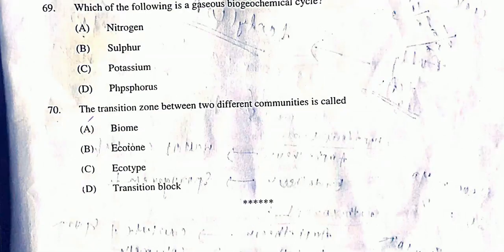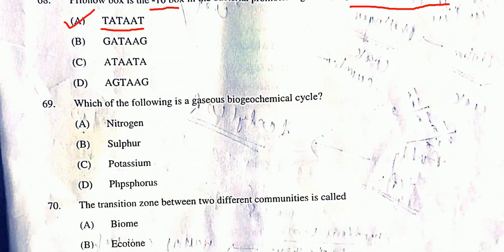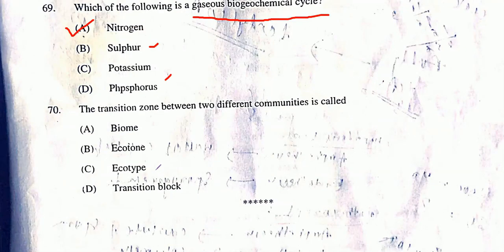Coming to question number 69. Which of the following is a gaseous biogeochemical cycle? So the gaseous biogeochemical cycle is the nitrogen cycle. The rest, sulfur and phosphorus, are sedimentary cycles. Question number 70. The transition zone between two different communities is known as ecotone.